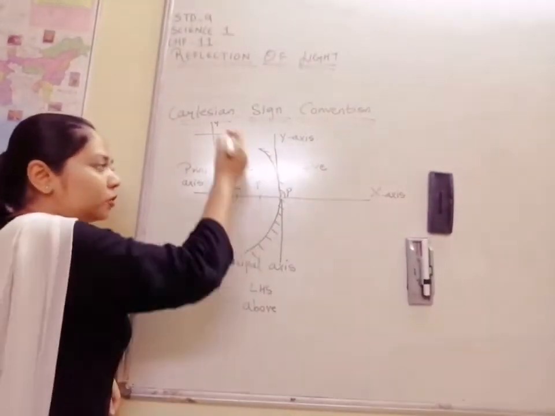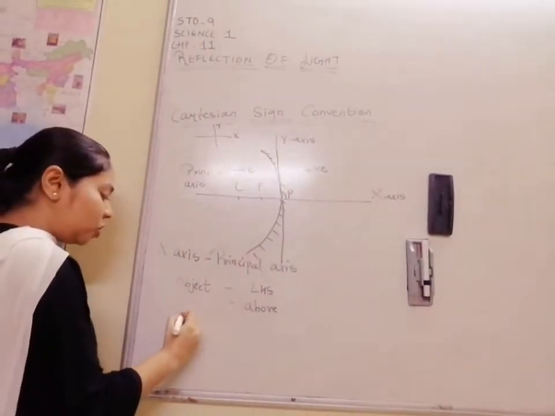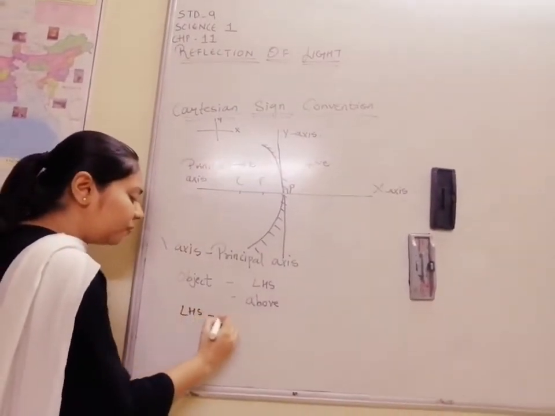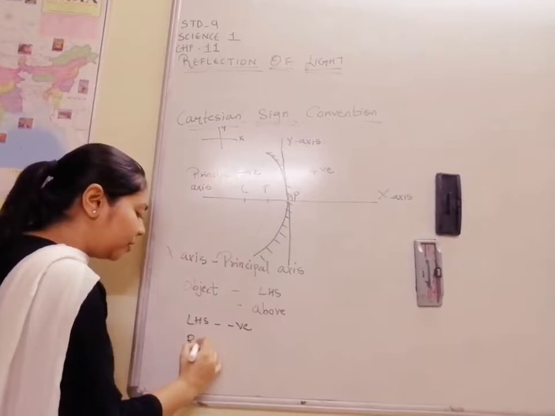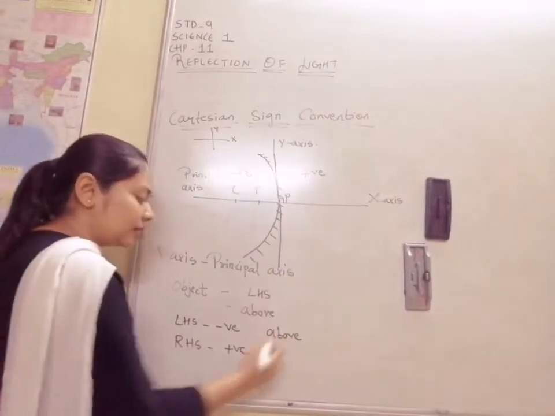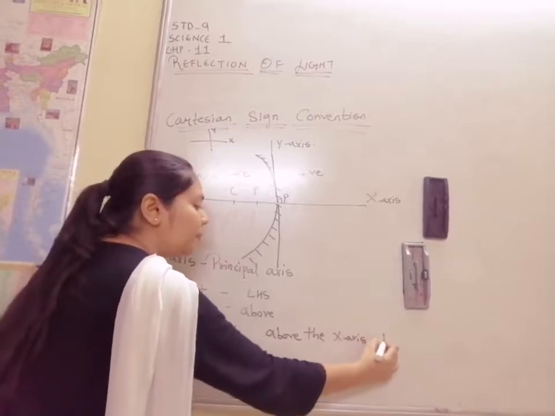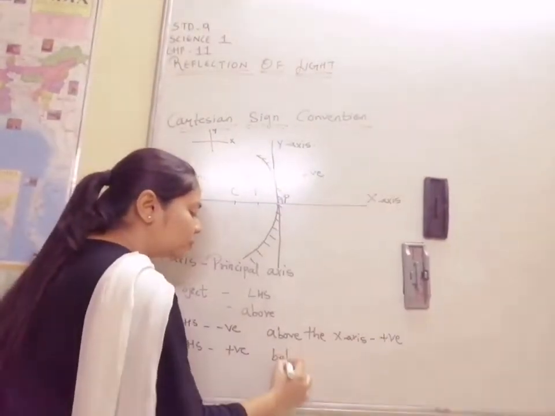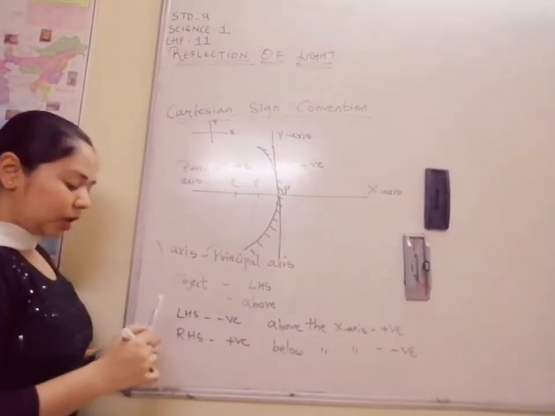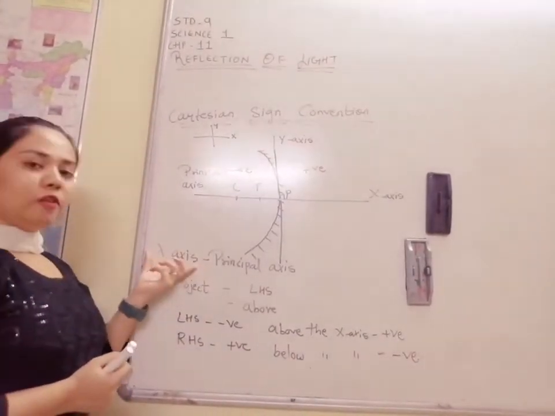Okay, same for the y-axis. This was our positive y-axis and this becomes the negative y-axis. So everything placed on the left hand side will be what? Negative. On the right hand side it will be positive. Above the principal axis, above the x-axis, will be positive, and below the x-axis it will be negative. Okay, clear? So firstly what we did, the principal axis we took as our x-axis.